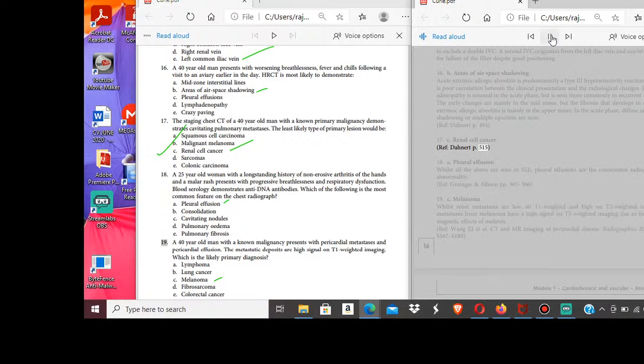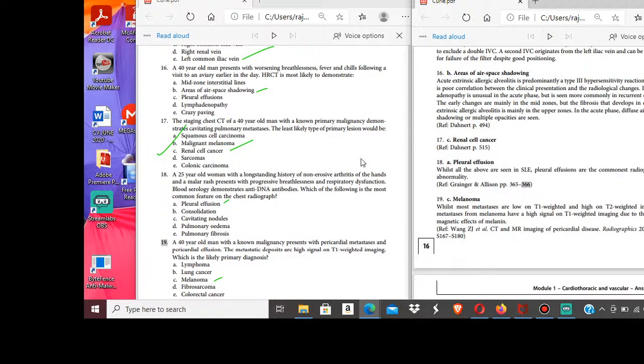18. A. Pleural effusion. Whilst all the above are seen in SLE, pleural effusions are the commonest radiographic abnormality. Ref. Grainger and Allison page 365.